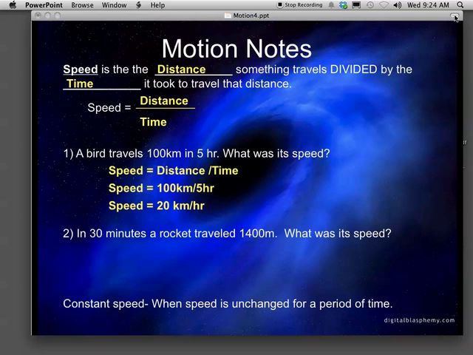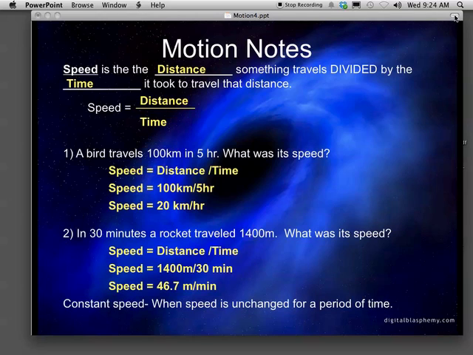If I have a rocket that's traveled 1,400 meters in 30 minutes, again, you calculate the speed. We give our formula, substitute our numbers. What is our answer? 46.7 meters per minute. So again, it depends on the units in our problem.